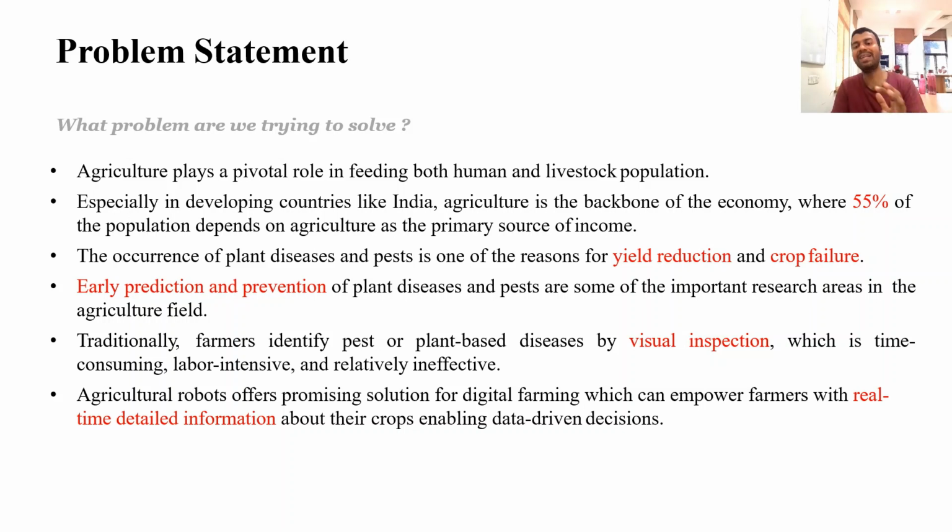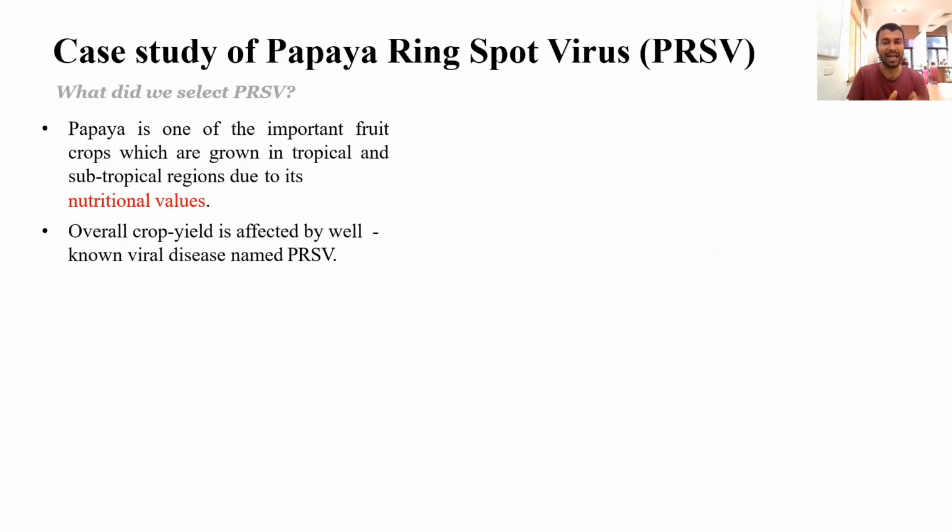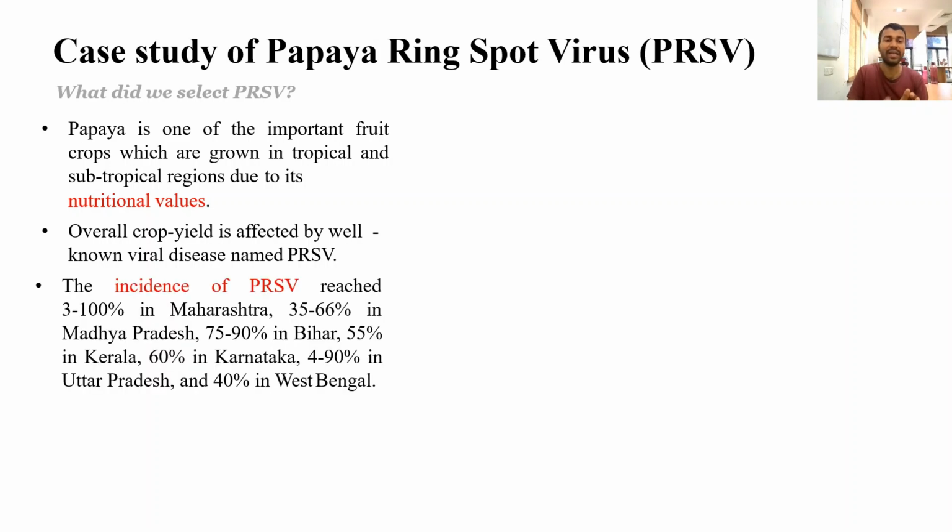So what is the plant that we are targeting, and which disease are we trying to identify from it? In our case, we are trying to identify the Papaya Ring Spot Virus, which is normally called PRSV, on the papaya plant. And why the papaya plant? Because, being in the tropical and subtropical region, papaya is an important crop grown in India because of its nutritional value. And we have found that the incidence of papaya ring spot virus is about 50% in all the tropical states of India.